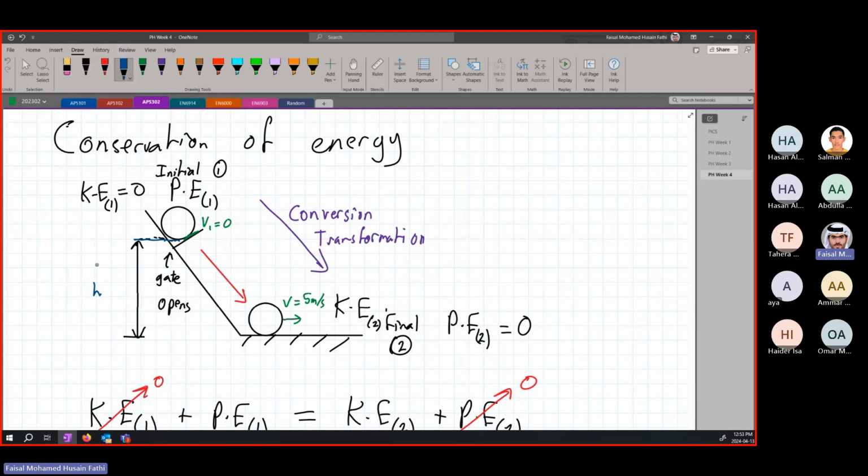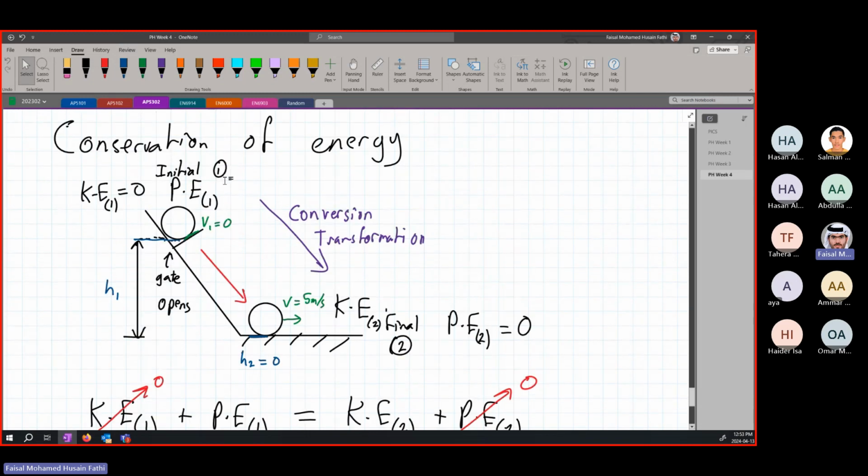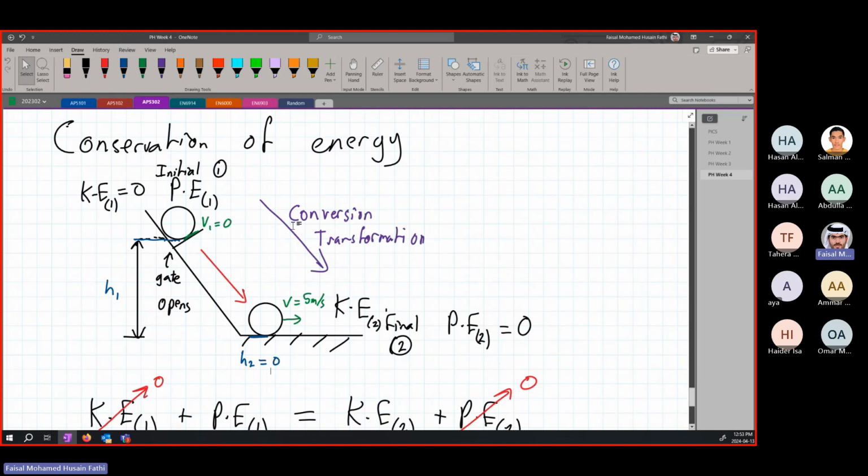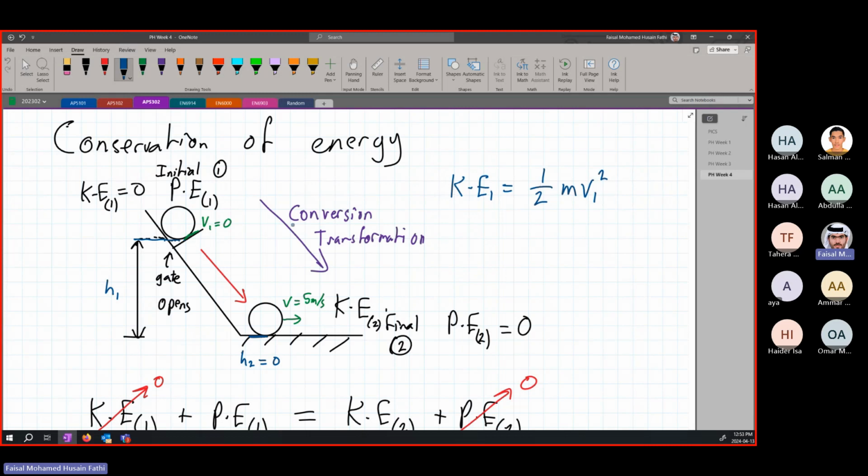Then I will tell you why I'm not going to give a number to height. But it has a specific height here, h1. h2 over here, we know h2 is equal to 0. Because there's no velocity, v1 is equal to 0. Remember, it's half mv squared, so half m times 0. So KE1 is equal to half mv1 squared, but since v1 is equal to 0, this all is going to be equal to 0.